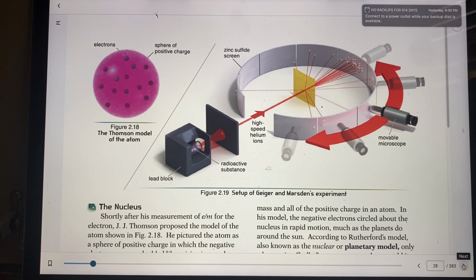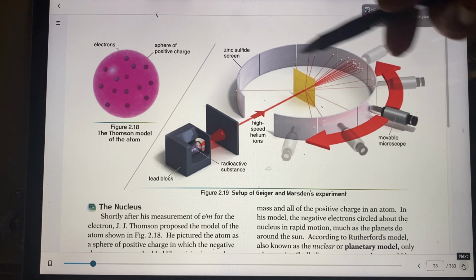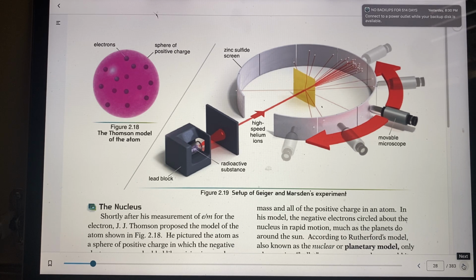And so we're thinking about how a few of the ions here were deflected back towards the source, which made the plum pudding model impossible, as they showed in this experiment. They said that it had to be a small central nucleus that contained virtually all of the mass, and it had to have positive charges there. And then the negative charges would circle about the nucleus.